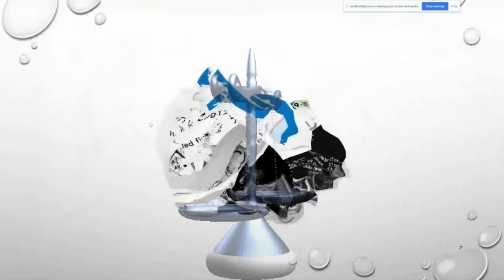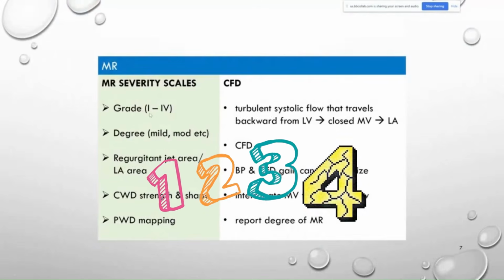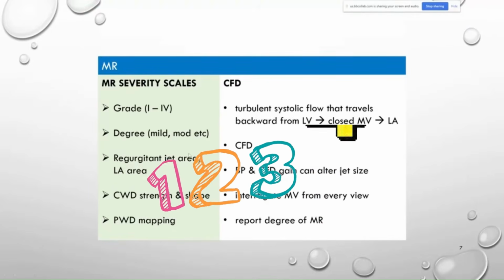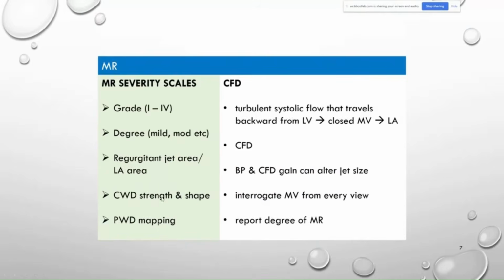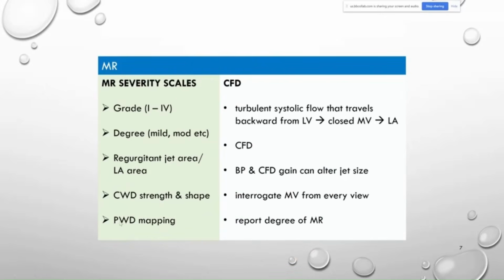So you can go from grade 1 through 4. You can have mild, moderate, and severe. We check this by using like the jet area, the LA area, and we use continuous wave Doppler to see how bad the severity of it is, and also how much it's affecting the heart. We use pulse wave Doppler. Well, we don't really use this much anymore, but they used to use it to map if they couldn't get a good continuous wave. But the machines are so good these days, you wouldn't have to worry about that.